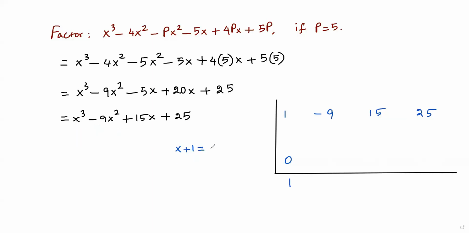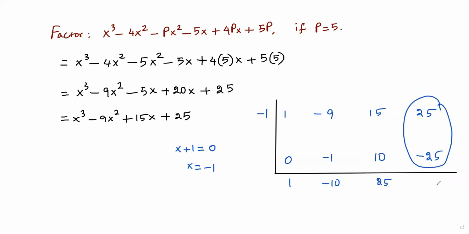Okay, to check whether this x plus 1 is a factor of this cubic expression, I have to equate this linear expression x plus 1 to 0 and solve for x, and I'll be getting negative 1. I have to write this negative 1 over here. Now, multiply this 1 and negative 1. 1 times negative 1 will be negative 1. When I add negative 9 and negative 1, it will be negative 10. Now, multiply this negative 10 and negative 1. So, I'll be getting positive 10. When I add them, I'll be getting 25. Now, I have to multiply this negative 1 and positive 25. I'll be getting negative 25. When I add these two values, I'll be getting 0.